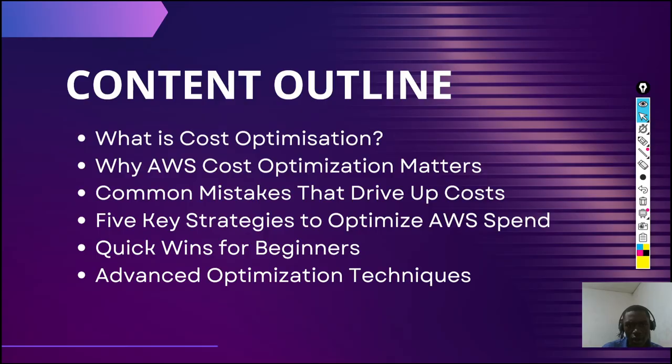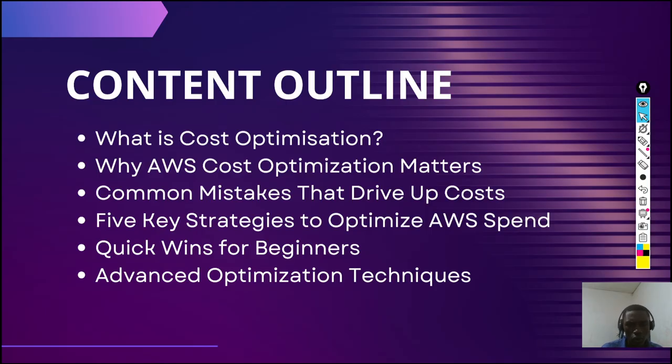So, this is the content outline. We are going to be looking at cost optimization. As we are talking about cost optimization in the AWS cloud, it is very important for us to first of all know what is cost optimization before looking at how we can actually optimize our cost. And the second thing that we are going to see in this video is why cost optimization matters. What is the importance of cost optimization? Why should we be talking about cost optimization?